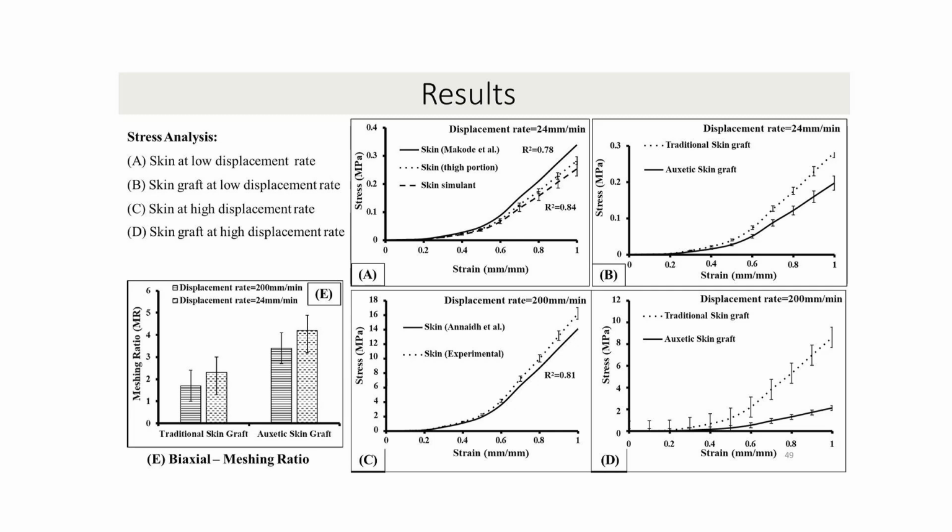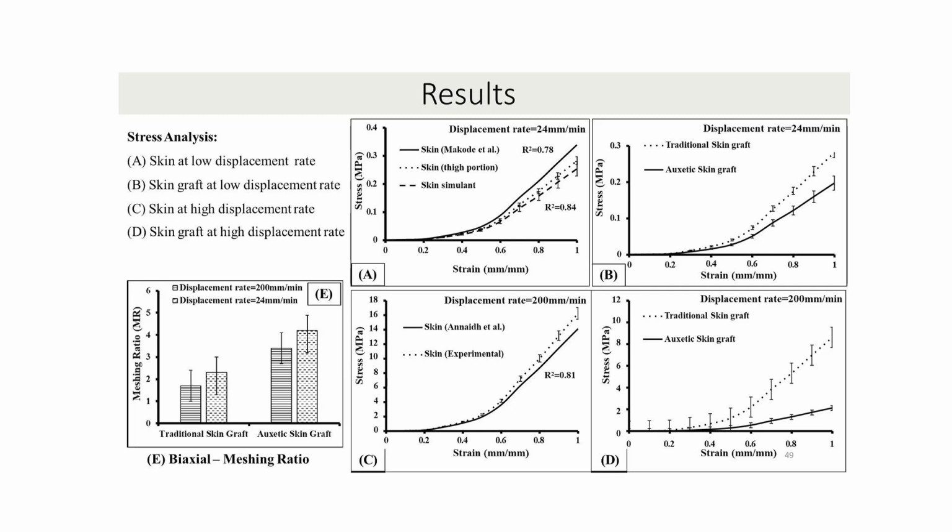However, when we looked at the skin properties at a higher strain rate, the middle plots are just the skin, and the right side plots are with the graft, so that is skin with the slit. Looking at the second plot in the middle, the bottom plot, you're looking at skin Aniyad et al, which they tested at a high strain rate, and skin experimental, which we derived from the cadaver. We are seeing very similar responses, with an R square of 0.81.